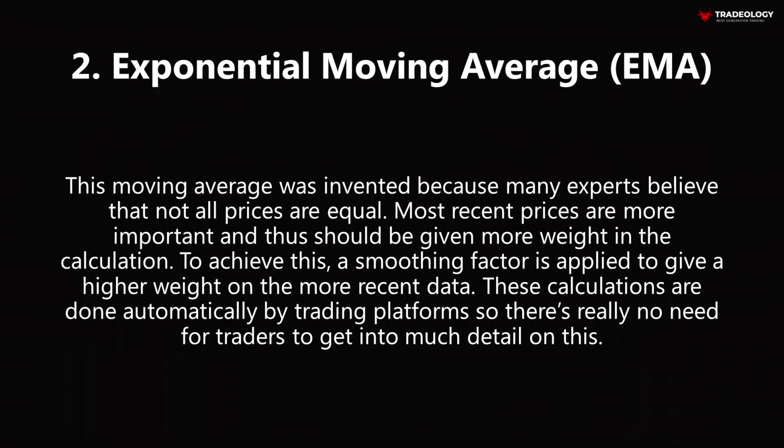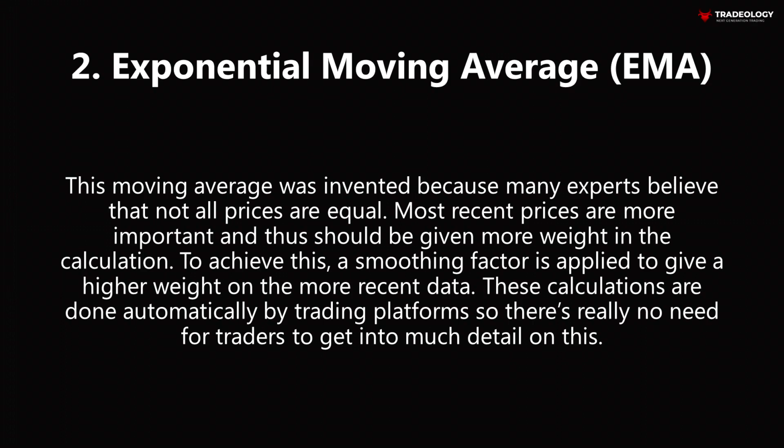Let's have a look at the second type, or exponential moving average, or EMA. This moving average was invented because many experts believe that not all prices are equal. Most recent prices are more important and thus should be given more weight in the calculation. To achieve this, a smoothing factor is applied to give a higher weight on the most recent data.